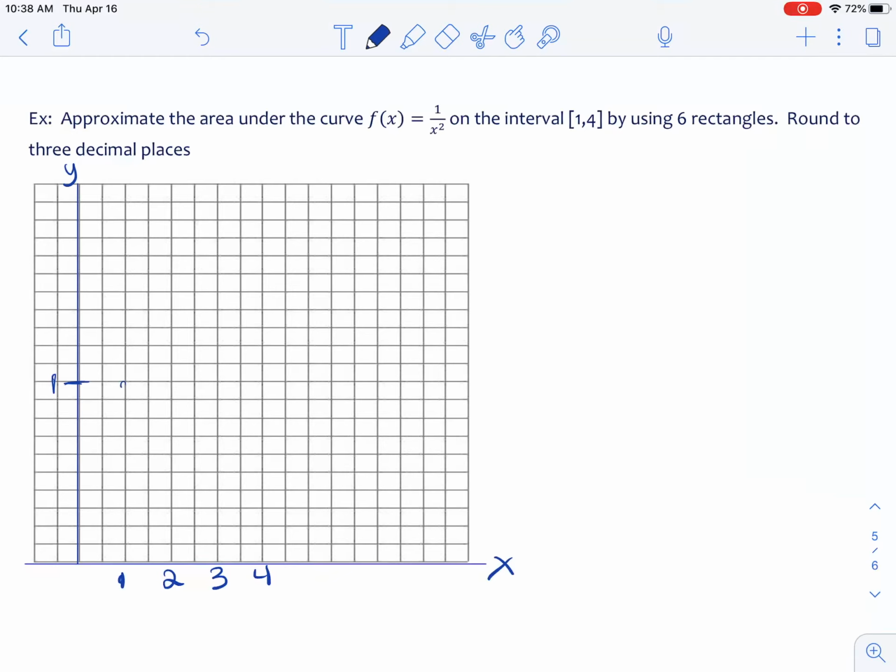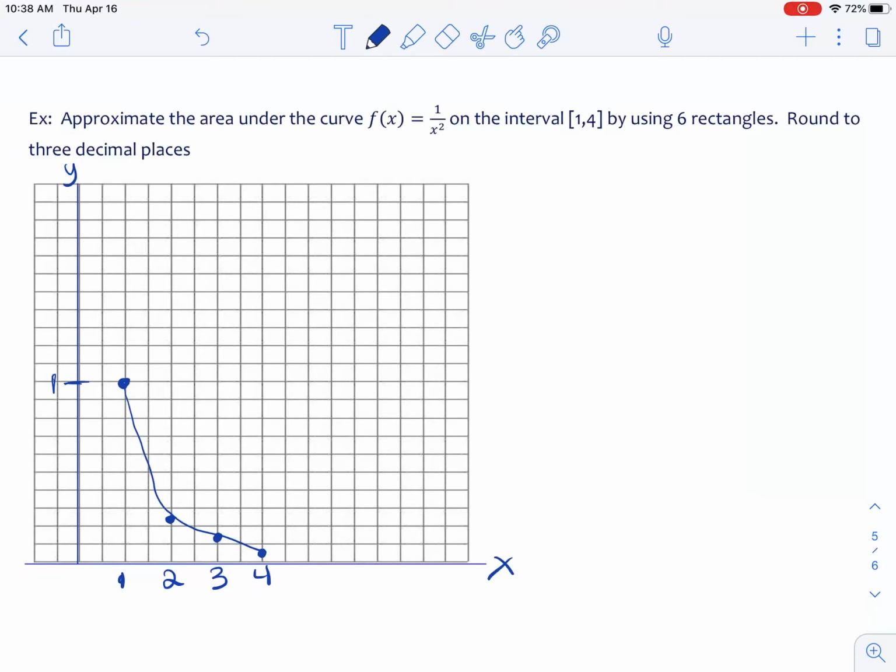So if I want to sketch 1 over x squared, let's just substitute these values in. So 1 over 1 squared, I have a point at 1 at 1 over x squared. If I substitute 2 in, 1 over 2 squared is 1/4 would be my y value at 2. 1/4 is about right here. And then 1 over 3 squared is 1/9, so it's about right here. 1 over 4 squared, so 1/16 would be my y value, which is about right there.